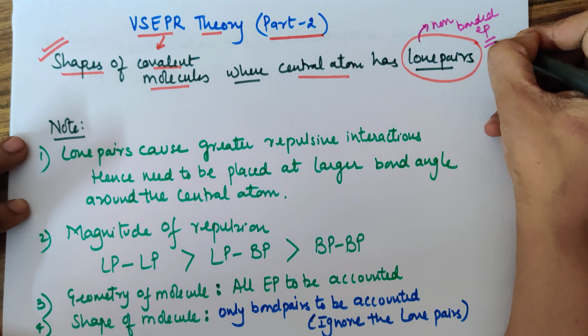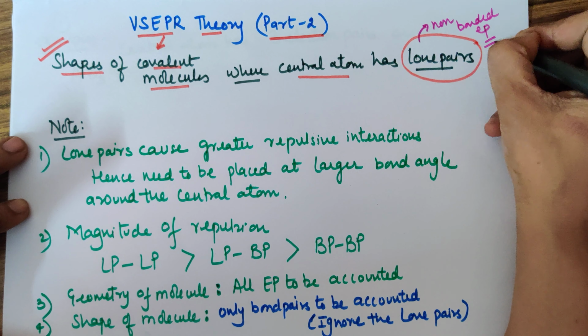Fine. Now, the important notes that you require for this particular section of the VSEPR are: the presence of these lone pairs on the central atom causes a greater repulsion. Hence, you need to be placing them at a larger bond angle. So, whenever there is a choice of the geometry where there is more than one type of bond angle associated, you will try and put the lone pairs at that position where the angle is bigger. With a bigger angle, repulsion will be less. So, please place the lone pairs in a way that they are at a position of higher or greater bond angle around the central atom.